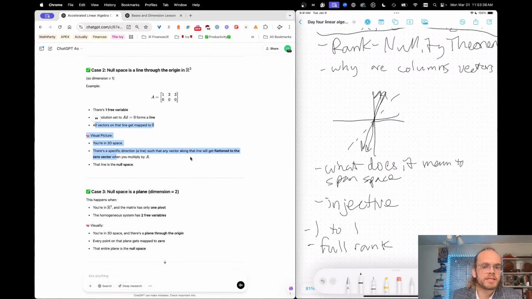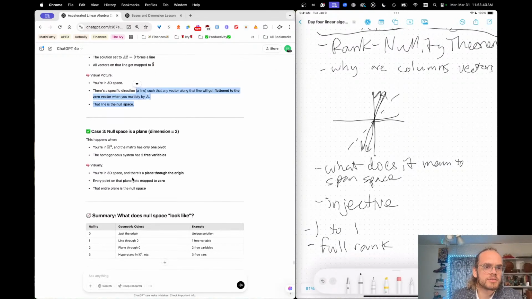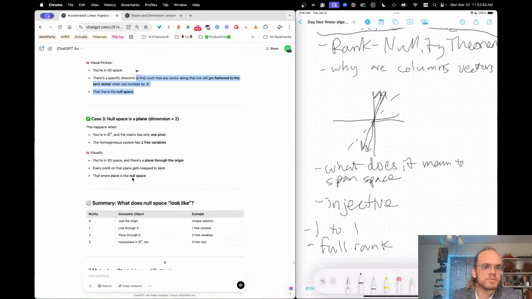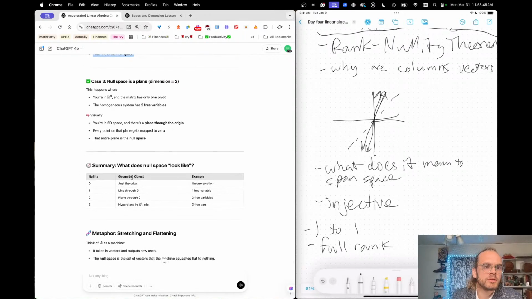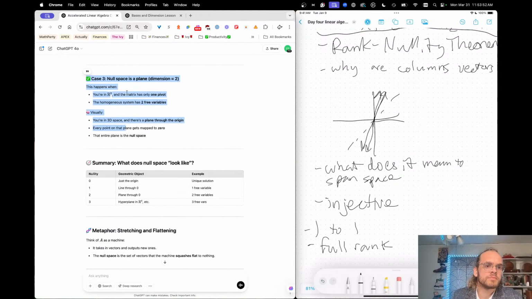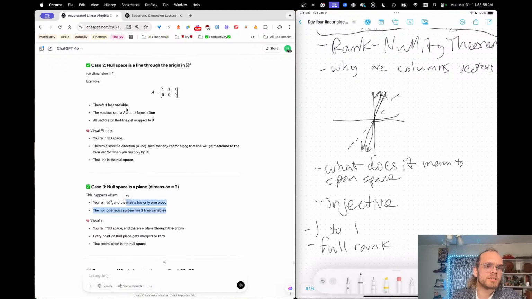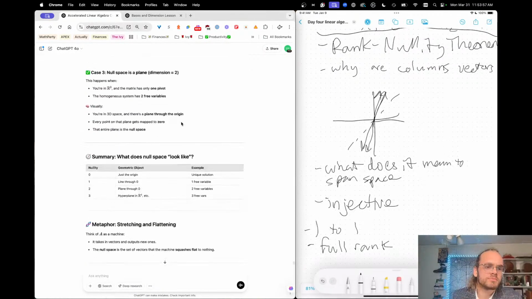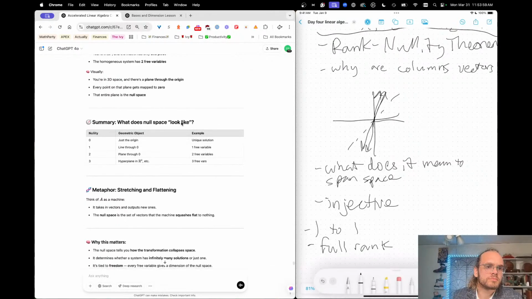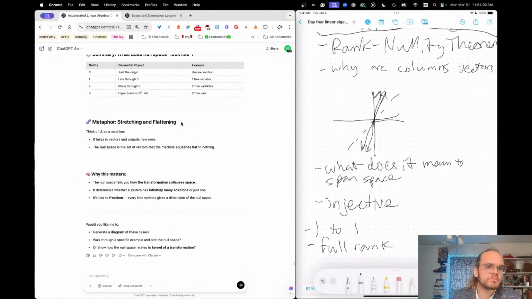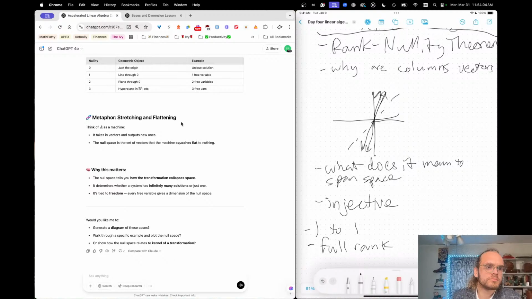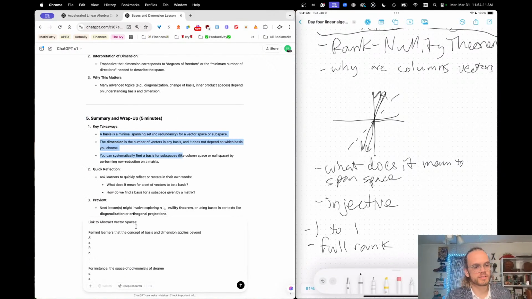So a line can get flattened to the 0 vector when you multiply by a number. That line is the null space. The null space can be a plane as well. The matrix has only 1 pivot. See, I thought this matrix only had 1 pivot, so that's weird. All right, that's all crazy. This is all crazy.